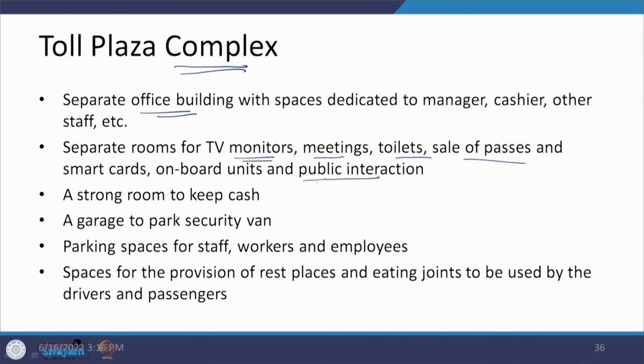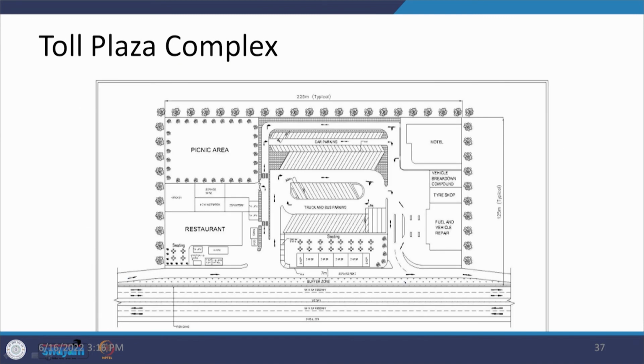There can be some people who can interact with the public, if it is so required, a room to keep cash, a security van which is to be kept, a space for the parking of the vehicles, and then the rest spaces. So, these resting places for the drivers, for the passengers, and eating places for them are going to be there.